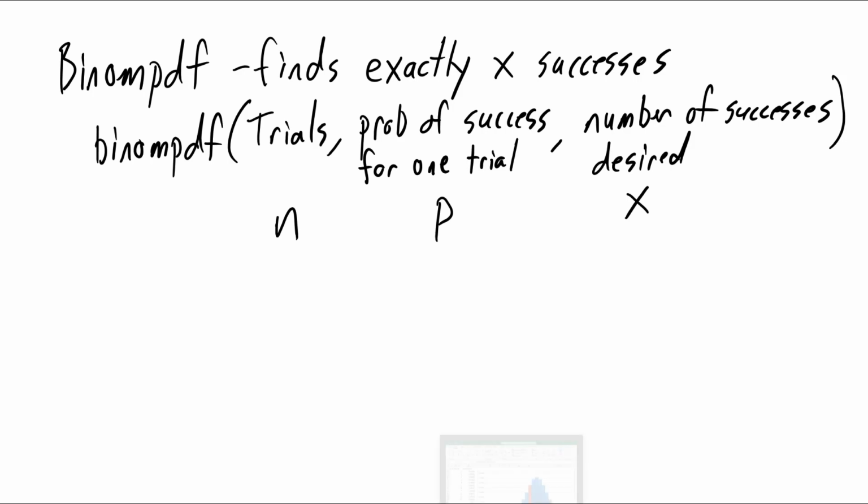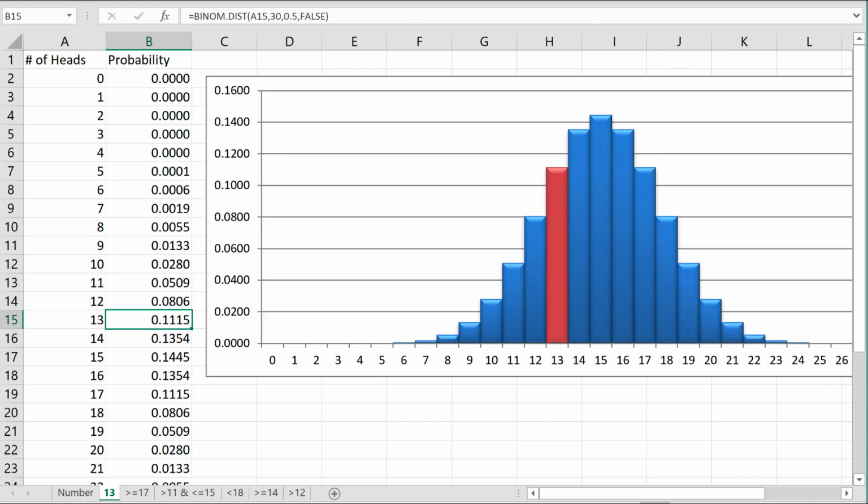All right, so let's go to our distribution, and let's write this out. So we've got Binome PDF. Our number of trials is 30 because we're tossing a coin 30 times. Our probability of success is 1/2 or 0.5. You can put either into the calculator. It doesn't matter. And then the number of successes we're desiring, that's 13. That's the number of heads we're looking for. So 13.